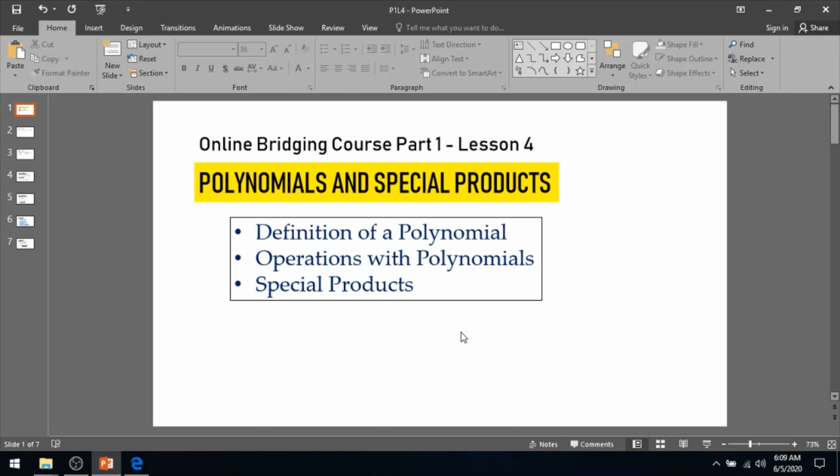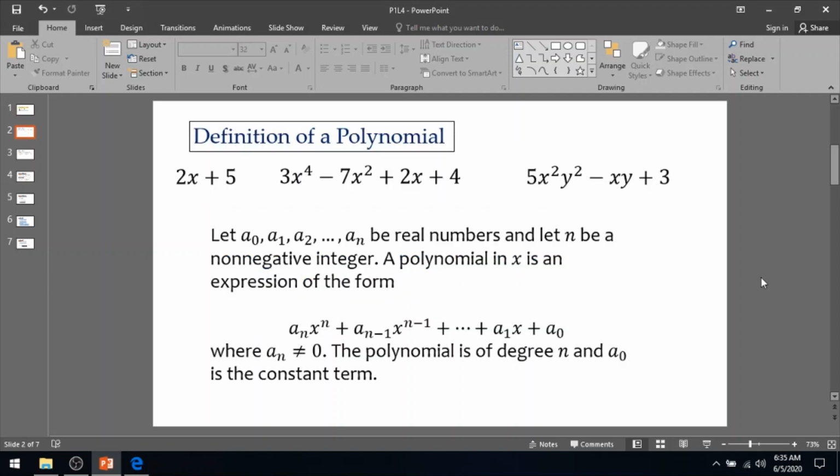The lesson is organized as follows. First, we will define what is a polynomial. Second, we will deal with operations with polynomials. And third, we will use special products to multiply polynomials. A polynomial is an algebraic expression which consists of variables, coefficients, and non-negative integer exponents.